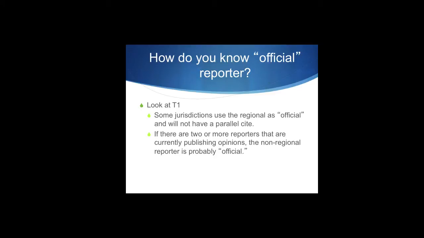If there are two or more reporters that are currently publishing opinions, the non-regional or non-national reporter is probably the official reporter and would come first. If there are three or more, you might default to the second listed as the official. But for the final word on which reporter is official, you're going to need to consult local rules and local practitioners. Yes, there is such a thing as triple citing. When a case is reported in 3 different reporters and your jurisdiction requires you to provide full parallel citation, you will have to provide the cite to all 3 reporters.